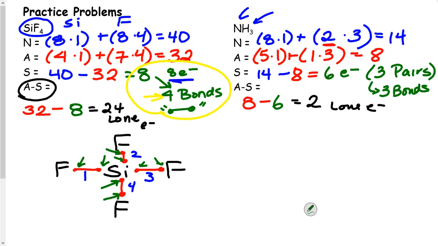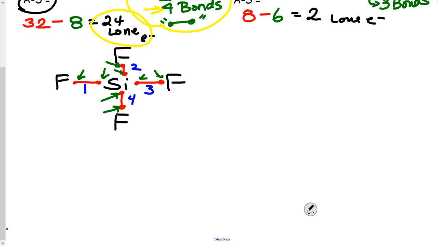Okay, now in addition to that, we have calculated 24 lone electrons. Now with the 24 lone electrons, what we want to do is place those around the fluorines to get everybody to have an octet. Because as we look at this particular structure, and I will redraw this in one shade to give you an example of what it should look like. Okay, so we have our single bonds between the silicon and the fluorines.